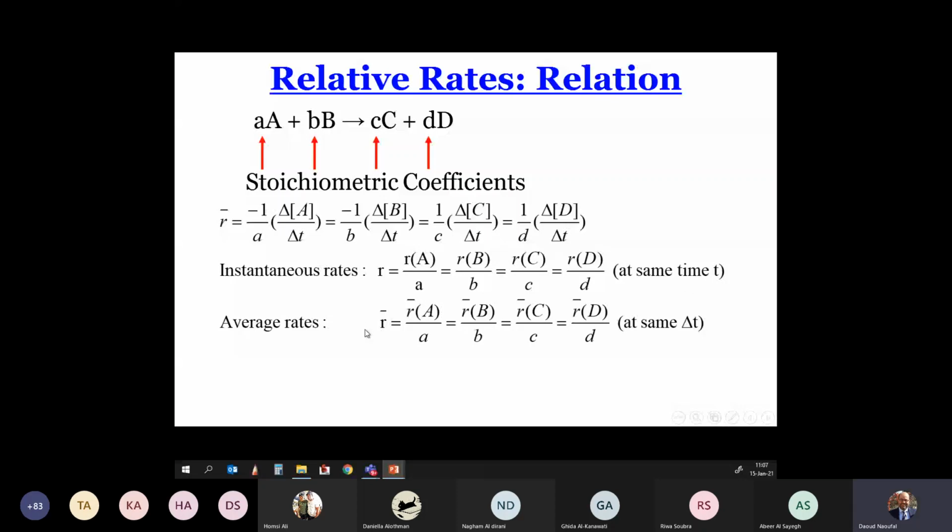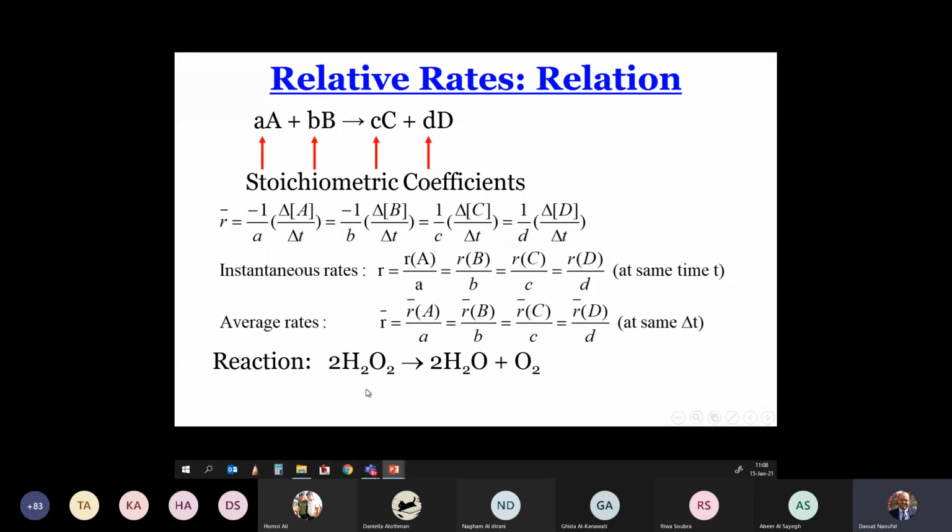Also, the average rate of the reaction is related to the average rate of disappearance or the average rate of formation according to the stoichiometry. And pay attention, this relation can be applied at the same delta t. R bar, I use R bar, is the term for the average rate. R is the term for the instantaneous rate.